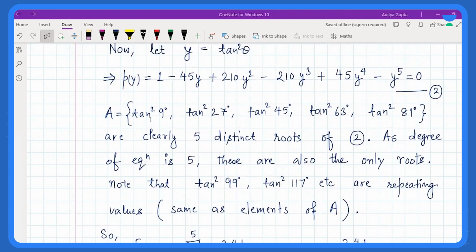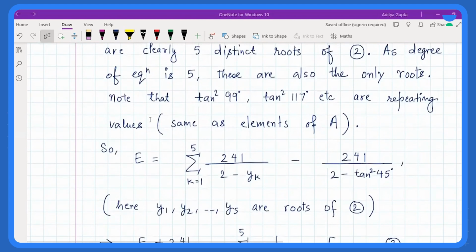These values start repeating and are nothing different from the set A itself, because tan square 99 degree is equal to tan square of 180 degree minus 99. And 180 minus 99 is again 81. So tan square 99 degree has the same value as tan square 81. Similarly, tan square 117 degree has the same value as tan square 63. So these values have simply started repeating, right? That's the reason why A is the exhaustive set of values which are roots of the equation number 2. I hope this point is very clear now.